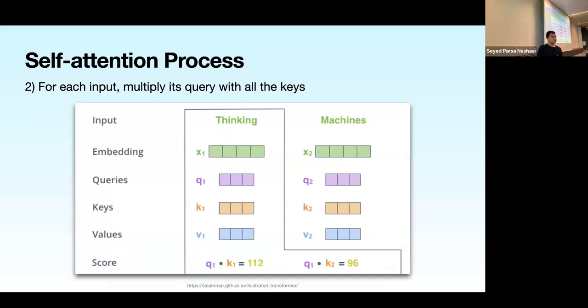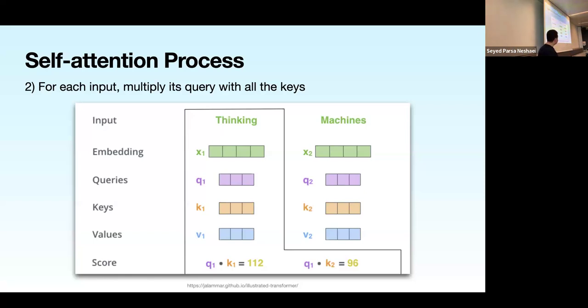Then what you do here is the weighted sum, but done in a fancier way. For each input, we multiply its query with all the keys of the others. So for example, here the sentence is "thinking machine." I took it from a website, so this is an example picture. You multiply the query here, Q1, with the keys of each word in the sequence, K1 and K2. So for example, you compute Q1.K1 and Q1.K2. This is the inner product, right? Very simple.